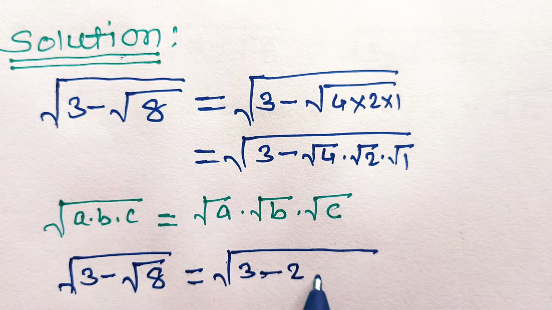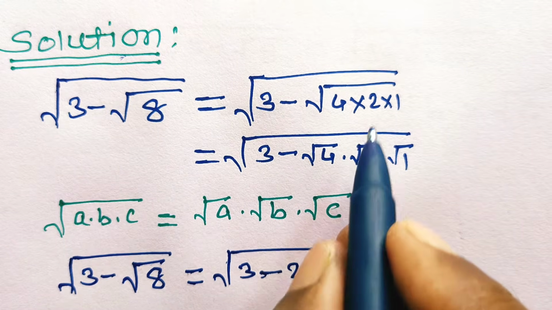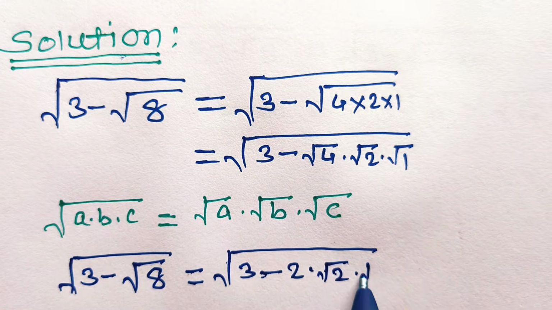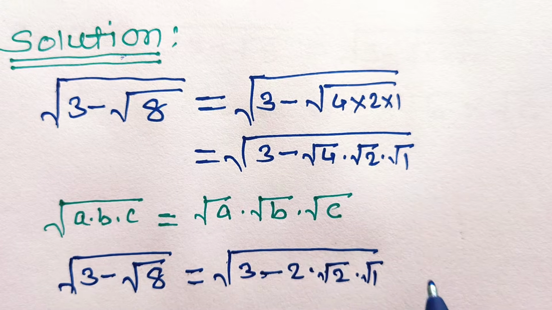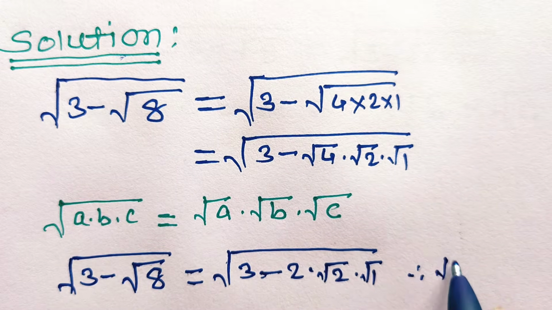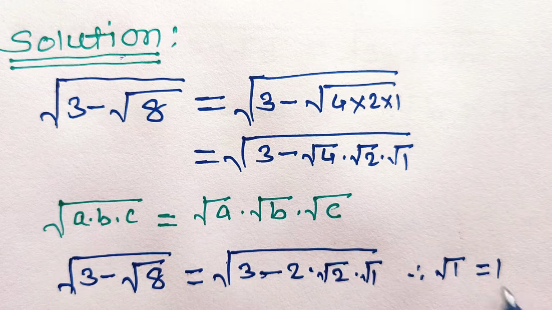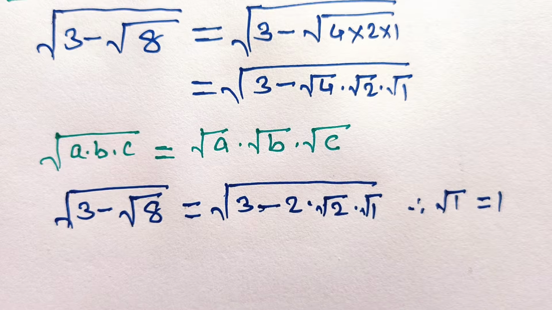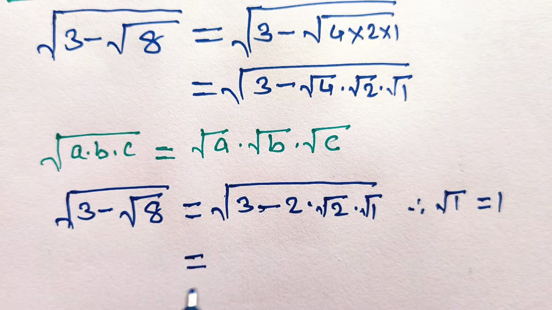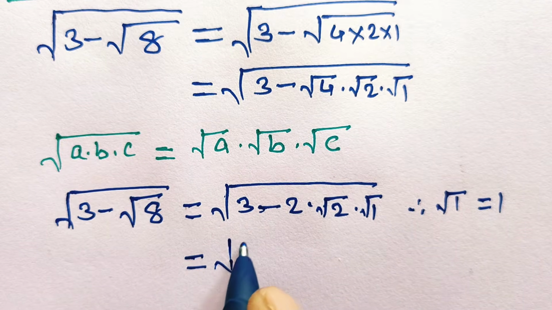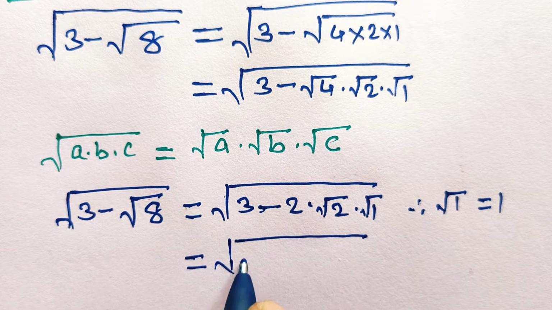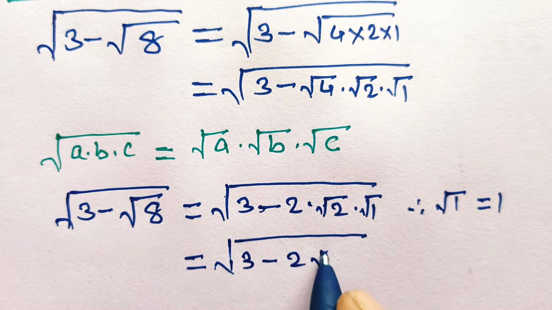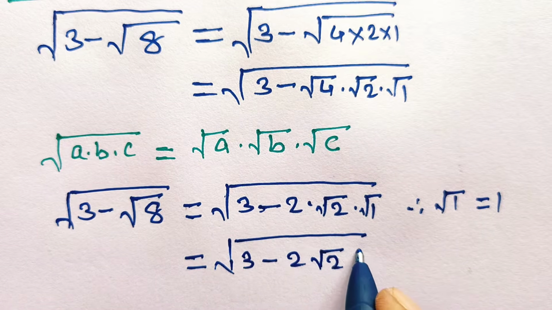is 2 into square root of 2 into square root of 1. But we know square root of 1 is equal to 1. Hence, this is equal to square root of 3 minus 2 into square root of 2 into 1.